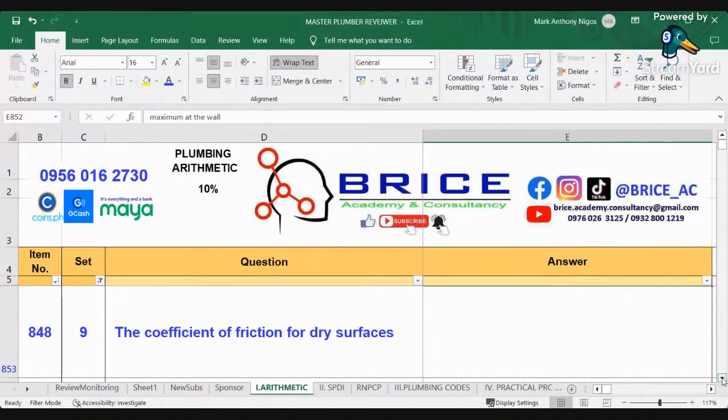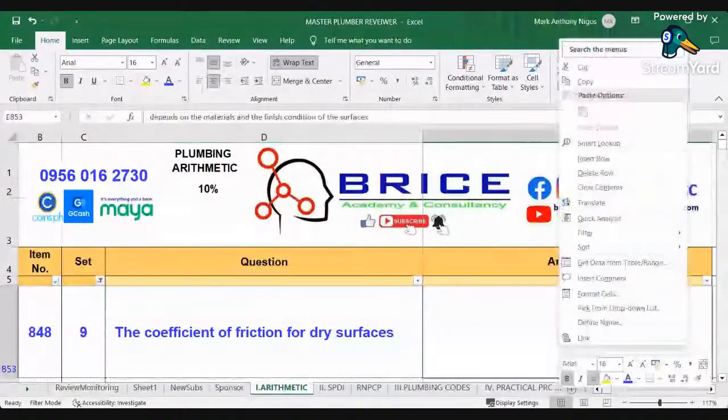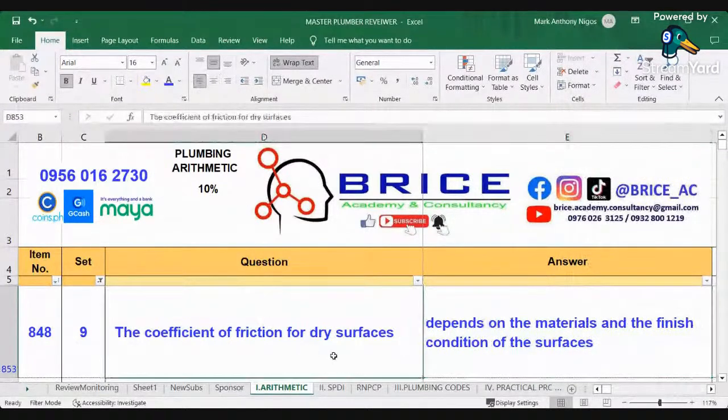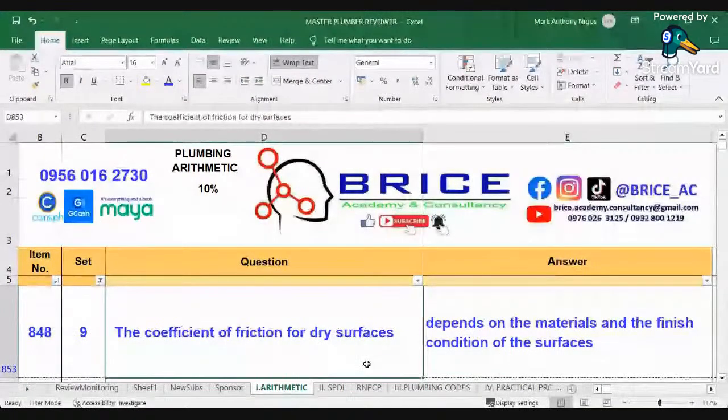848. The coefficient of friction for dry surfaces. The answer is it depends on the materials and the finish condition of the surfaces.